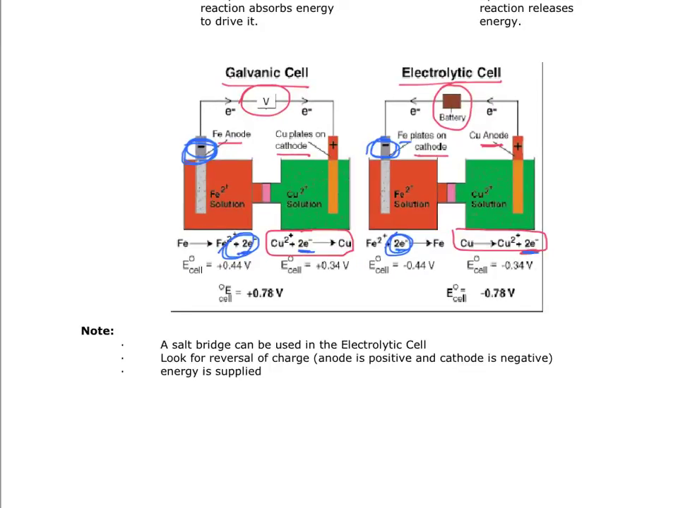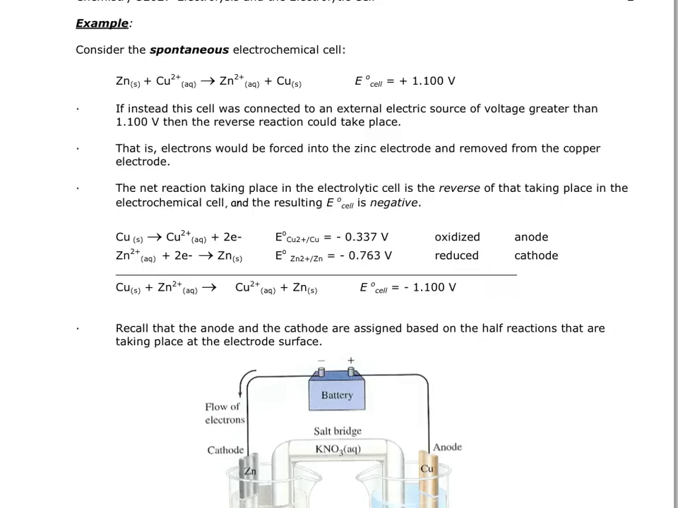Also note that a salt bridge can be used in an electrolytic cell. Look for the reversal of charge, as I just spoke about, that the anode is positive and the cathode is negative, where energy is supplied. Recall from the electrochemical cell lesson that we can have a spontaneous reaction that occurs, and for cell potential, a spontaneous reaction is represented by the positive cell potential.